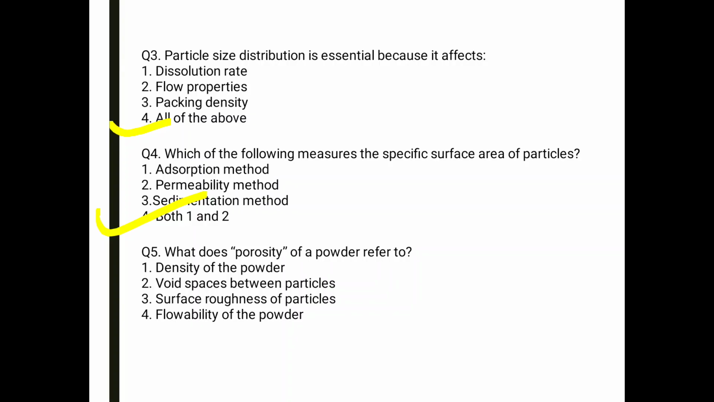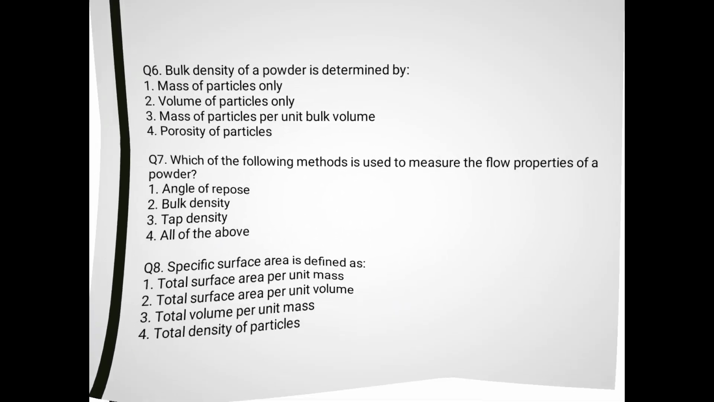Next, what does porosity of powder refer to? First, density of powder. Second, white space between particles. Third, surface roughness of particles. And fourth, flowability of powders. Porosity of powder refers to white spaces between particles. You have to remember, the second option is correct.